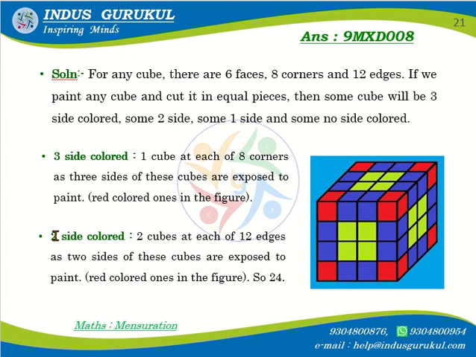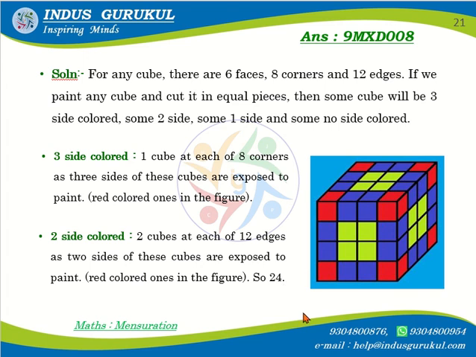Now, for 2-side colored, any cube, like these blue cubes, that is on an edge other than the corners, will have 2 surfaces exposed and these will be of green color. So in this case, there are 2 cubes on each edge. So how many edges? 12. So 12 multiplied by 2 results in 24. So the answer for the question will be 24.